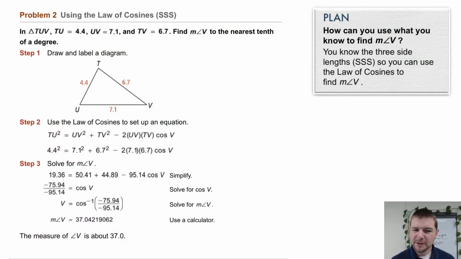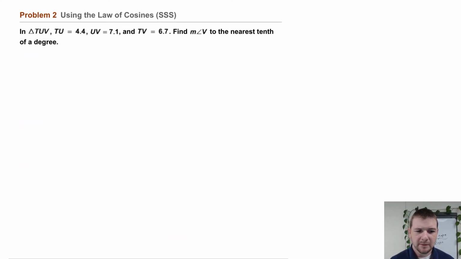Problem 2. Using the law of cosines in a side-side-side situation. In triangle TUV, TU equals 4.4, UV equals 7.1, and TV equals 6.7. Find the measure of angle V to the nearest tenth of a degree.